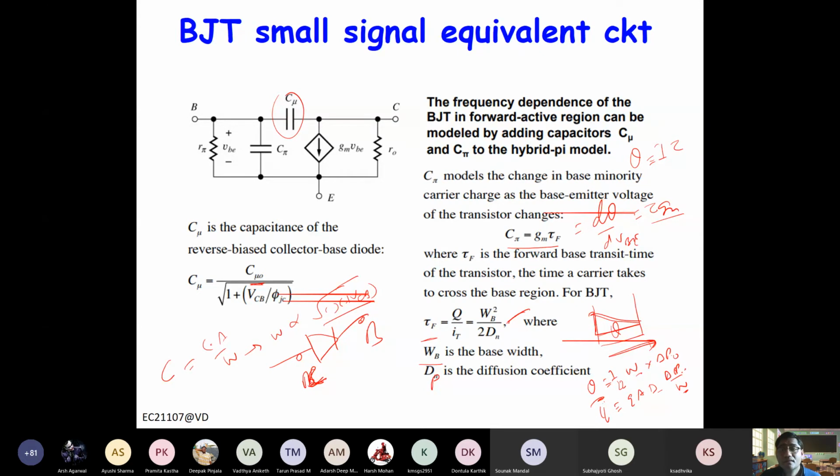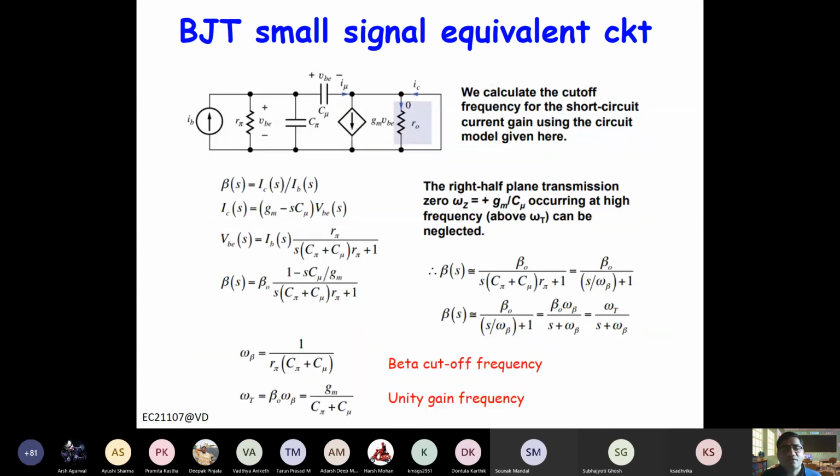Okay. Now there are a couple more terms that we need to know: different cutoff frequencies. So you have the beta cutoff frequency and the unity gain frequency that you can obtain from IC by IB, right? That is beta. Now beta is basically a function of frequency, right? So typically if you see here, your beta should go like this, and at some frequency it will be 1 by root 2, right? So you have the cutoff frequency here, and unity gain means beta becomes 1 at that frequency. This IC by IB you can obtain.